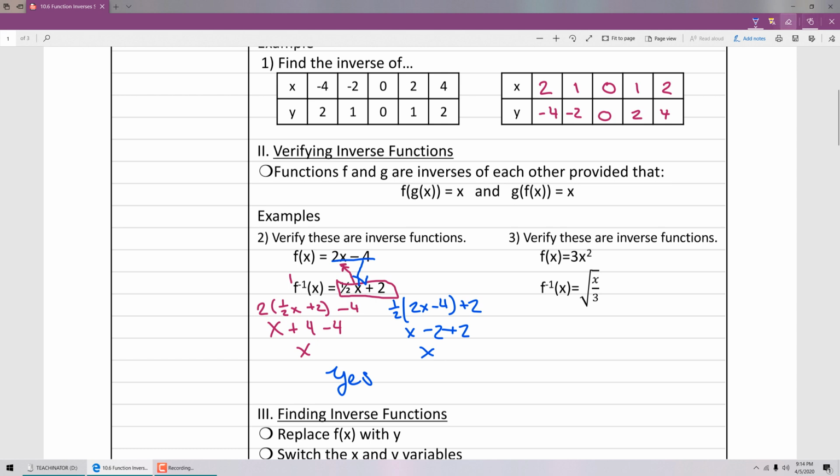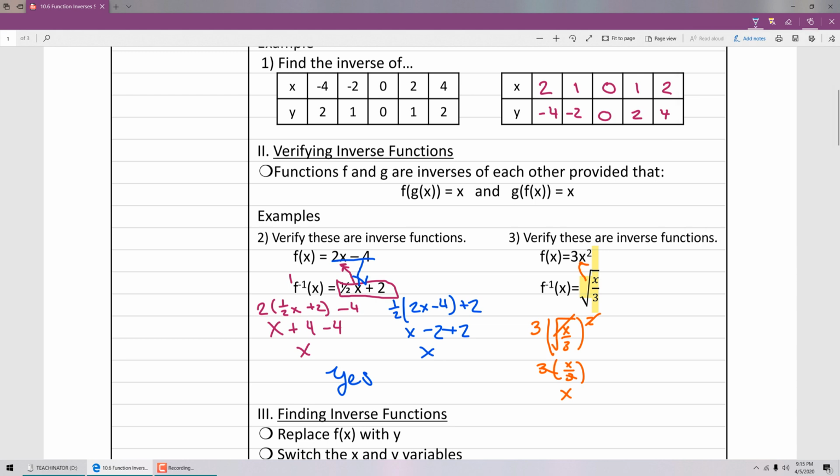Okay, so let's try it over here. I'm going to take this function here and substitute it into the x. So we're still going to have 3, but instead of the x, I'm going to have the square root of x over 3, all squared. The square and square root will cancel each other out, and I have 3 times x over 3. Our 3's cancel each other out, and I get x. So far it seems like these are inverses.